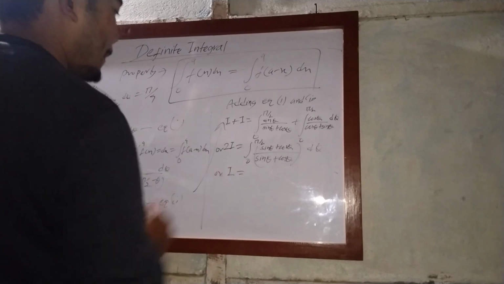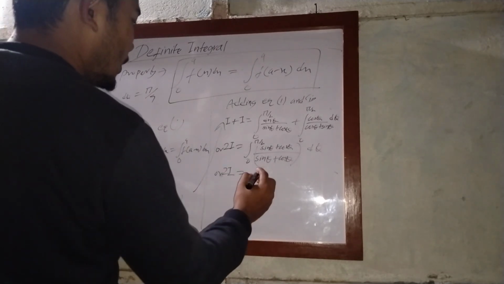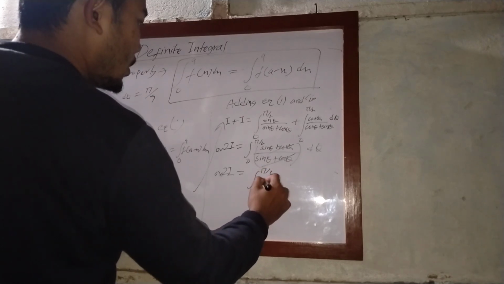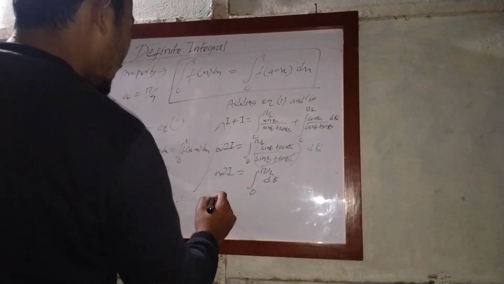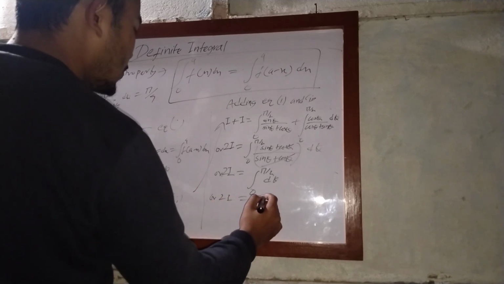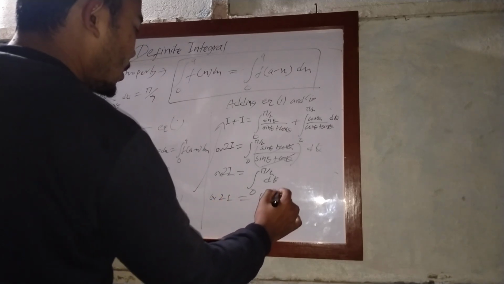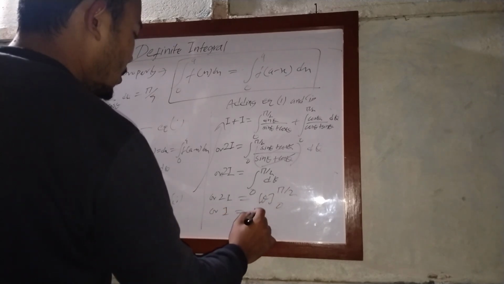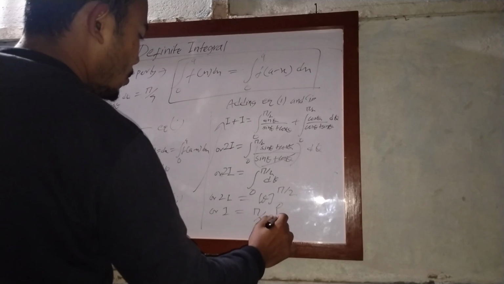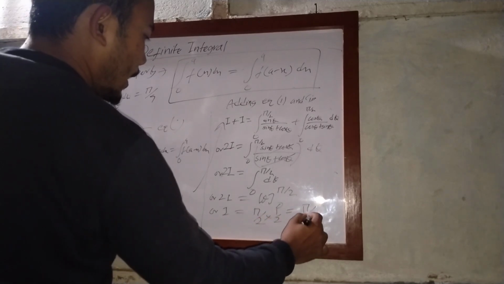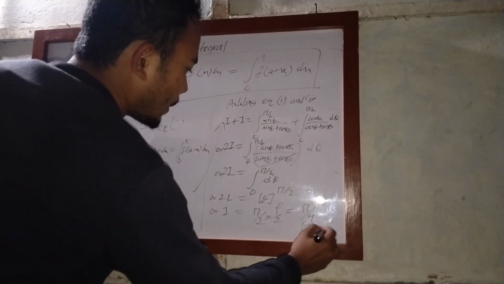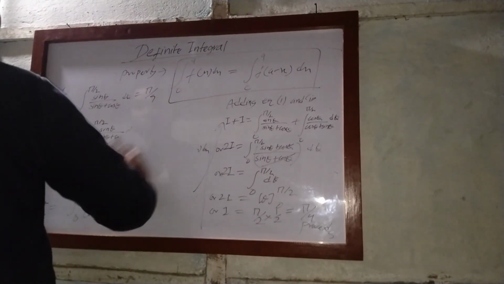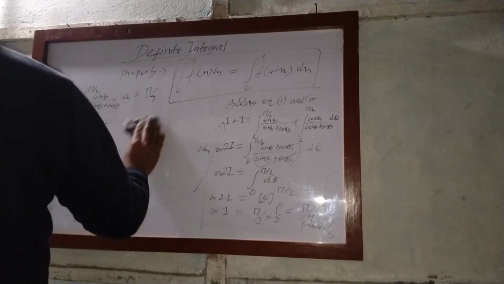Now this 2I. What will happen? This cancels, so the integral from 0 to pi by 2 of d theta remains. Now do the integration: 2I is equal to theta from 0 to pi by 2, so I is equal to pi by 2 into 1 by 2. This is pi by 4. Hence this is proved. Now we have the next questions. On the basis of this we will do the next questions.